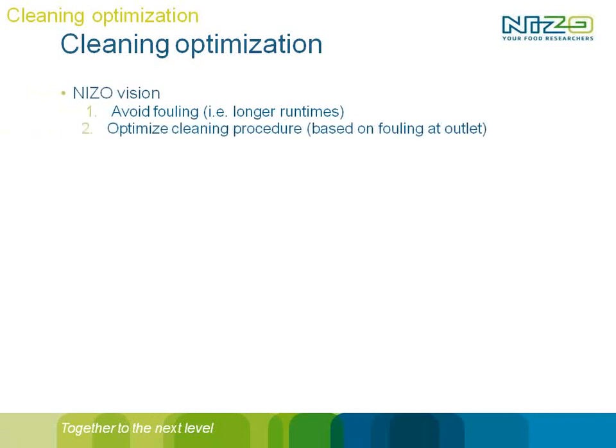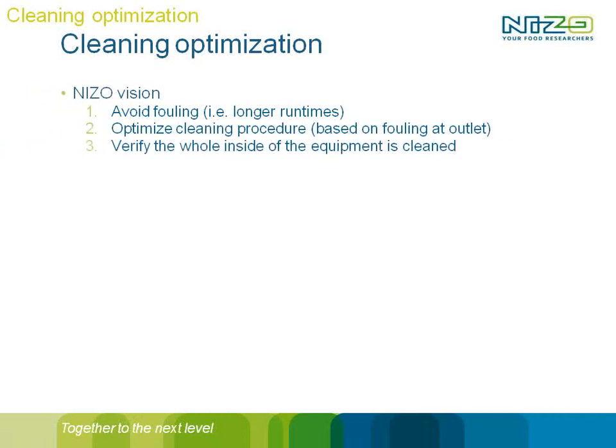The first thing which I would like to mention is that you should just try to avoid fouling. If you have a longer run time and you run 24/7, longer run times means less cleaning, less energy use, less use of chemicals. Always better, I would say. Secondly, the optimization of the cleaning procedure. If you have equipment which is fouled, which you need to clean, then you can start thinking about how to optimize the cleaning procedure and how you can improve that based on the fouling at the outlet.